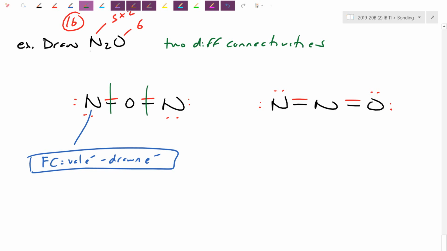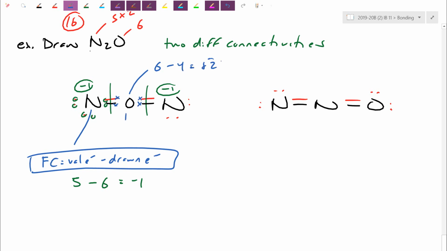Formal charge for N: it usually has a valence of 5. I've drawn it having 1, 2, 3, 4, 5, 6. 5 minus 6 is negative 1. It's like this side is negative 1. This side is symmetrical, so also negative 1. Oxygen has a really bad formal charge. It usually has a valence of 6. So if I've drawn 1, 2, 3, 4, 6 minus 4 is a plus 2 formal charge.